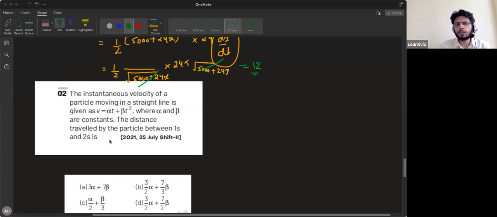You already know the concept that we'll use here. How will you calculate displacement if velocity is given? Sir, integration. Just integrate it. You just have to integrate it from 1 second to 2 seconds. That's it.